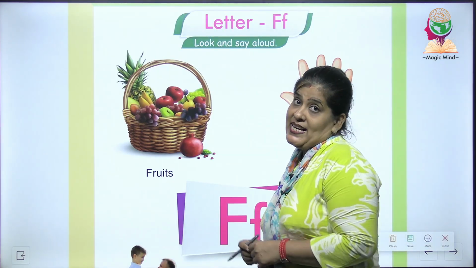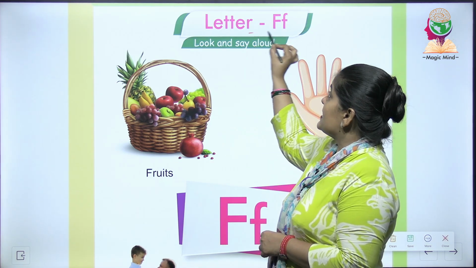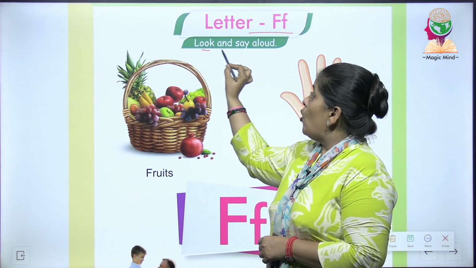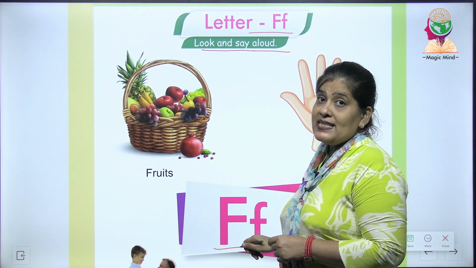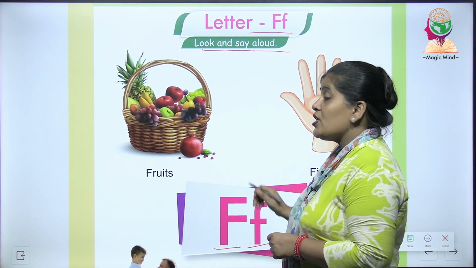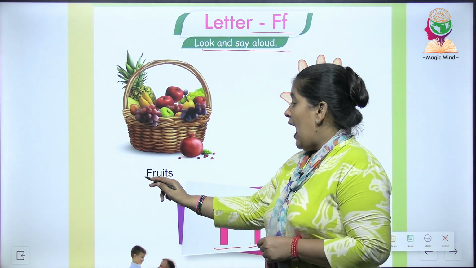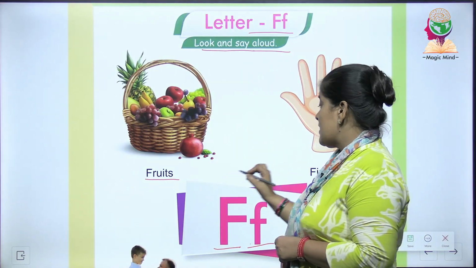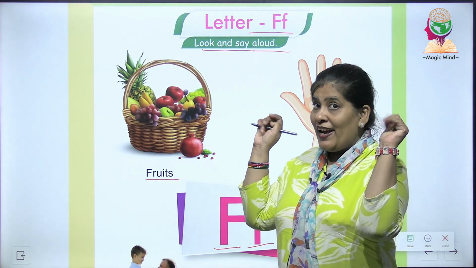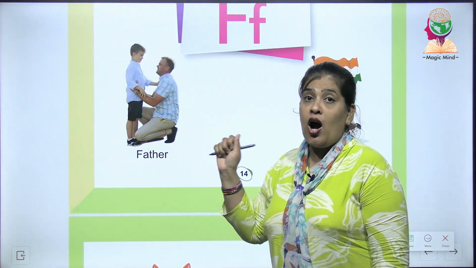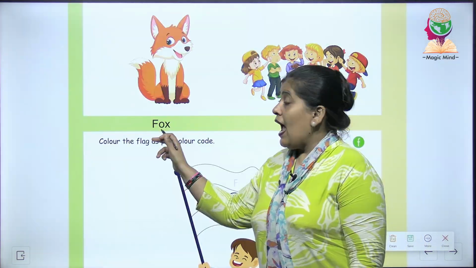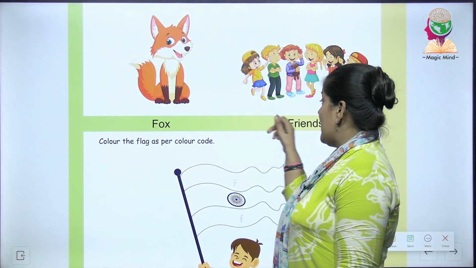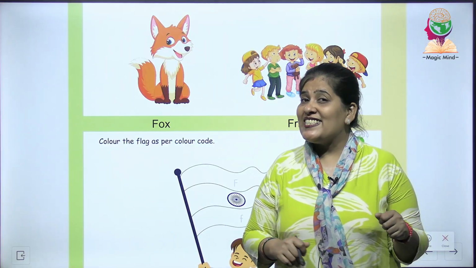Now move to next letter, which is letter F. Look and say aloud. This is capital letter F and this is small letter f. F for fruits, F for fingers, F for father and F for flag, F for fox and F for friends.